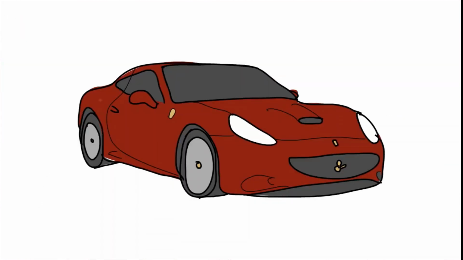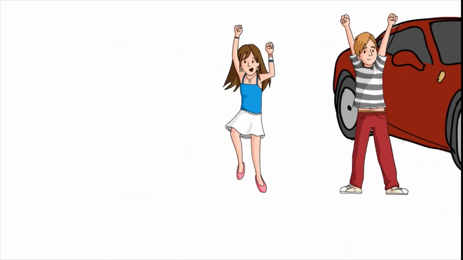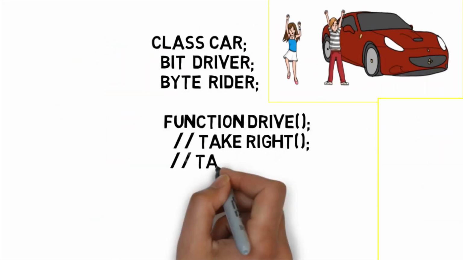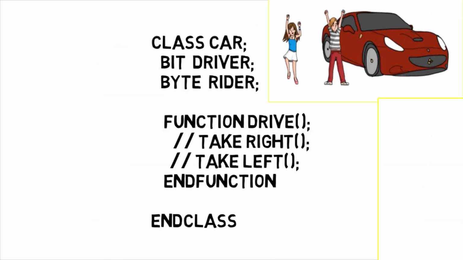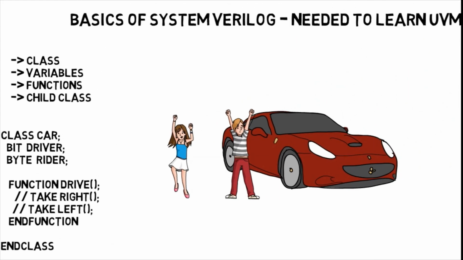So let's take an example of a car which has a driver and a rider. So let's write a code for it. Class car which has a driver and a rider as the variables. And what is a function of a car? To drive. So that will be the function of the class car. To drive, take right and take left.